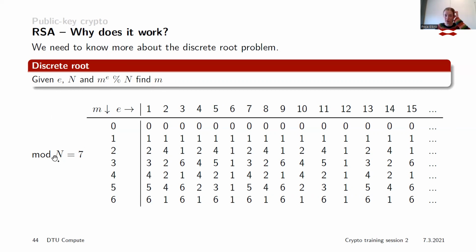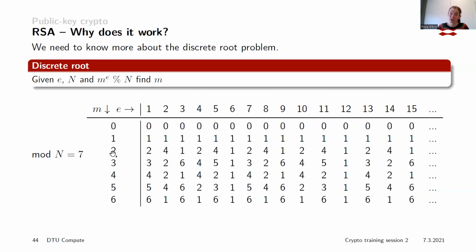So here, what I've done is I've chosen a specific n, capital N equal to 7. And then I have different messages here, and I have different powers here. So 0, for example, let's just take this row. If I take 0 and I raise it to any power, I'm always going to get 0. If I take 1 and I raise it to any power, I'm just going to get 1.